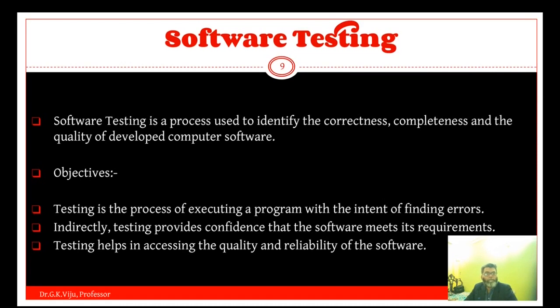Software testing. Software testing is a process used to identify the correctness, completeness, and the quality of developed computer software. Software testing is an investigation conducted to provide stakeholders with information about the quality of the software product or service under test. It can also provide an objective, independent view of the software to allow the business to appreciate and understand the risk of software implementation.